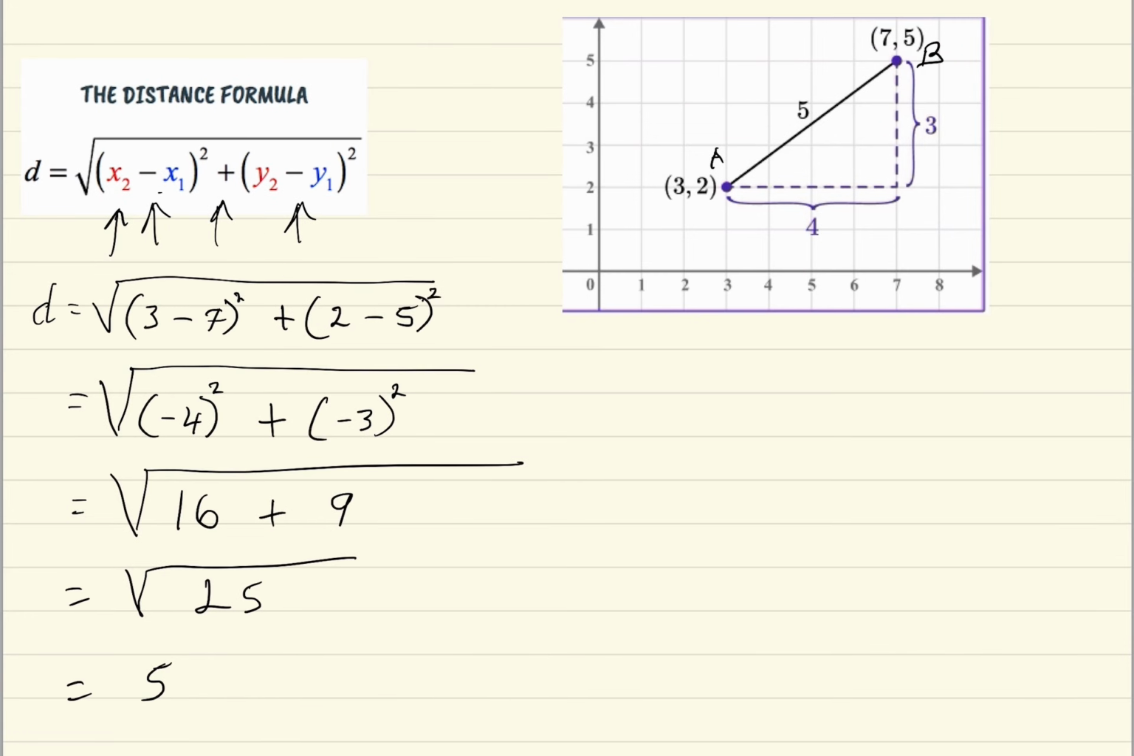So you can see we just determined the length of this. You can apply this to any question, any other line segment. Just follow the steps. I hope this was clear.